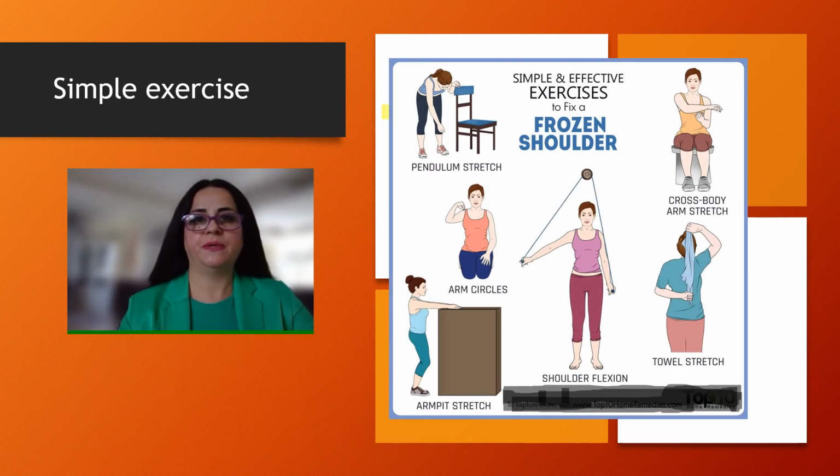In this picture, you can see some simple and effective exercises to fix a frozen shoulder. Pendulum stretch. You can use a chair and do this exercise. Hang your affected arm and try to do these pendulum stretches. And then the crossbody arm stretch. Then the towel stretch. You can use a towel behind your back and try to repeat these movements. Then shoulder flexion. That's a shoulder flexion exercise. Arm circles. This one. And then here, the armpit stretch. These are very effective exercises to overcome frozen shoulder and fix it.